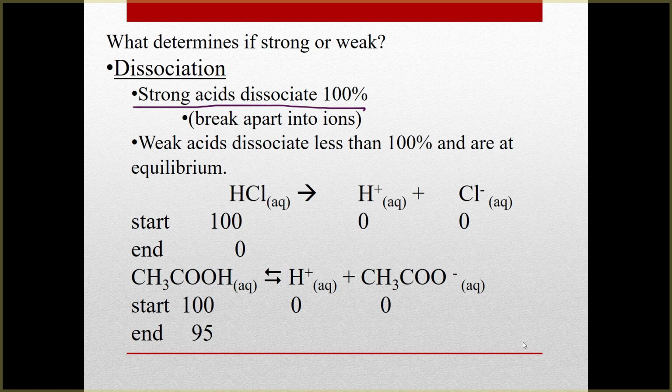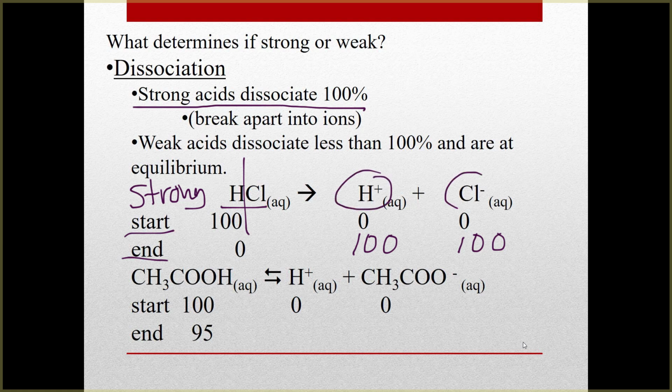And so here's an example. This is a strong acid here. So this is HCl, one of our strong acids. If I had 100 molecules of my acid, and so this is at the start, I don't have any ions. At the end, you would see that they would completely break apart. So my 100 molecules, I would cut them in half basically, and I would have 100 hydrogen ions and 100 chloride ions. So because it makes so much hydrogen ion, these are called strong acids.